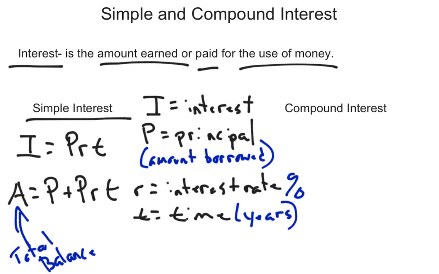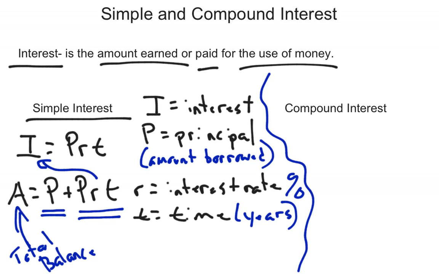What that says is it's our principal, the amount that I borrowed, plus the PRT. And remember, PRT is just our interest. So it's the principal, the amount you borrowed, plus the interest, and that gives you the total amount that you owe. Okay, that's going to be the main one that we look at.